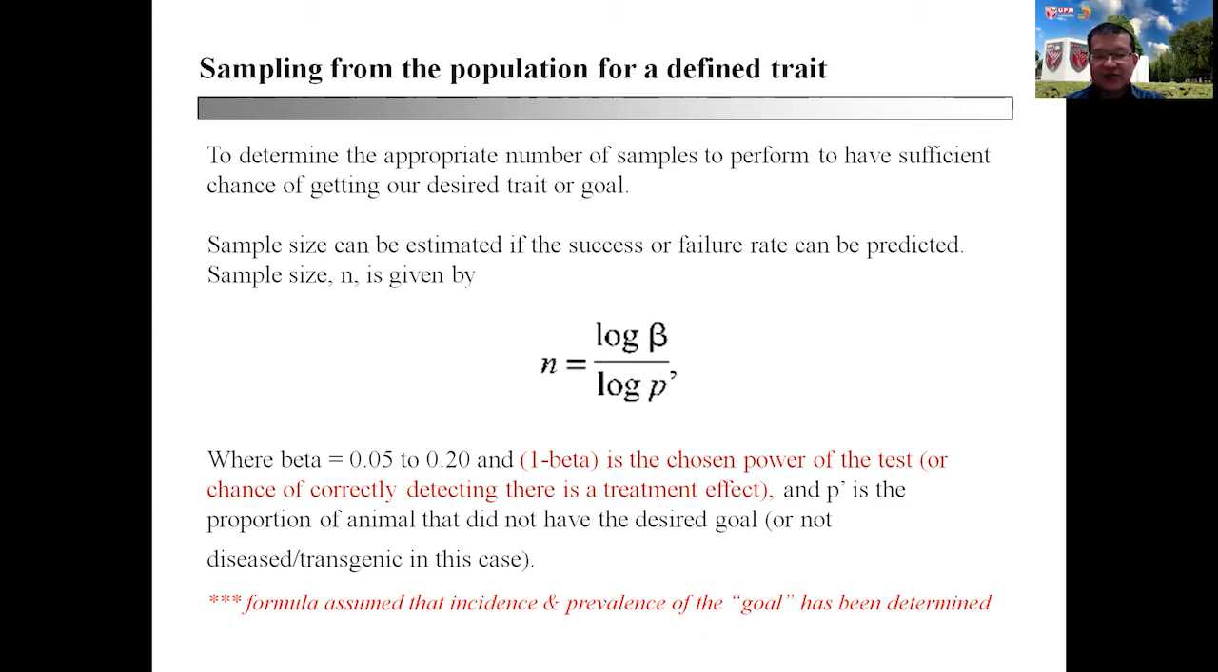So it is given by n equals log beta divided by log p prime, where p prime is the proportion of animals that do not have the desired goal, and beta is the value that you can use to calculate the power of the test itself. Remember, power of the test is the ability of a test to detect an effect when the effect is actually there.